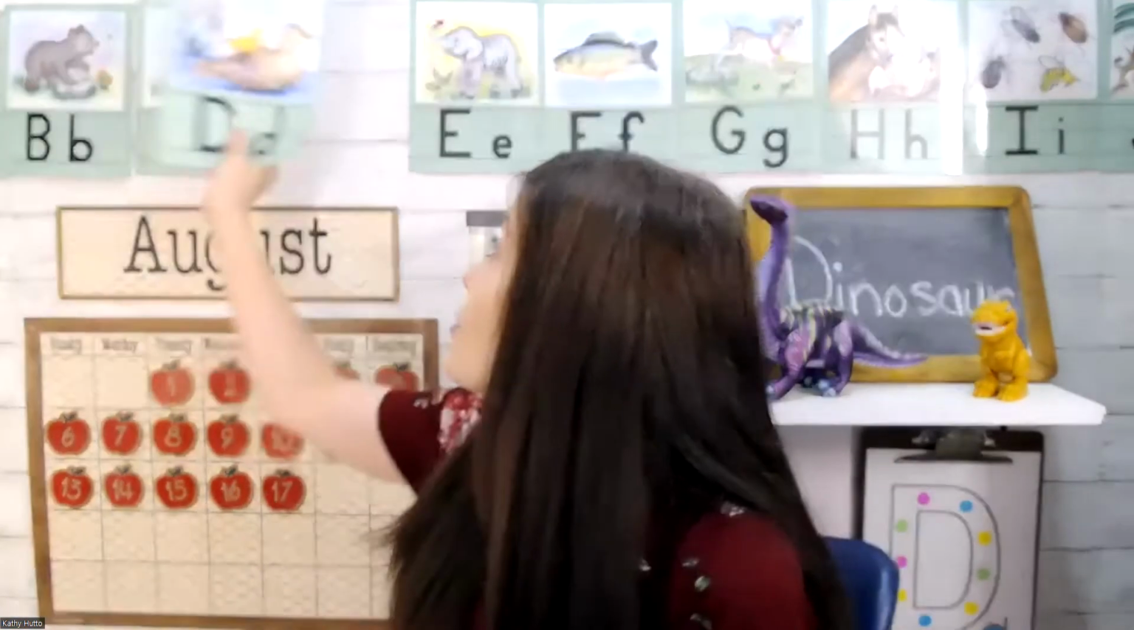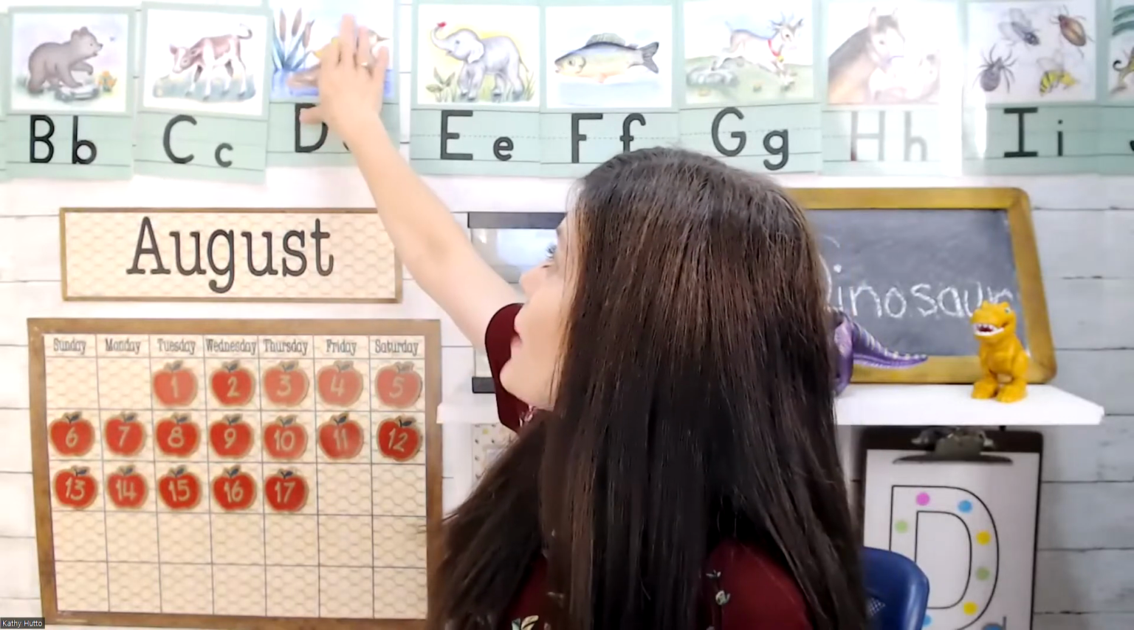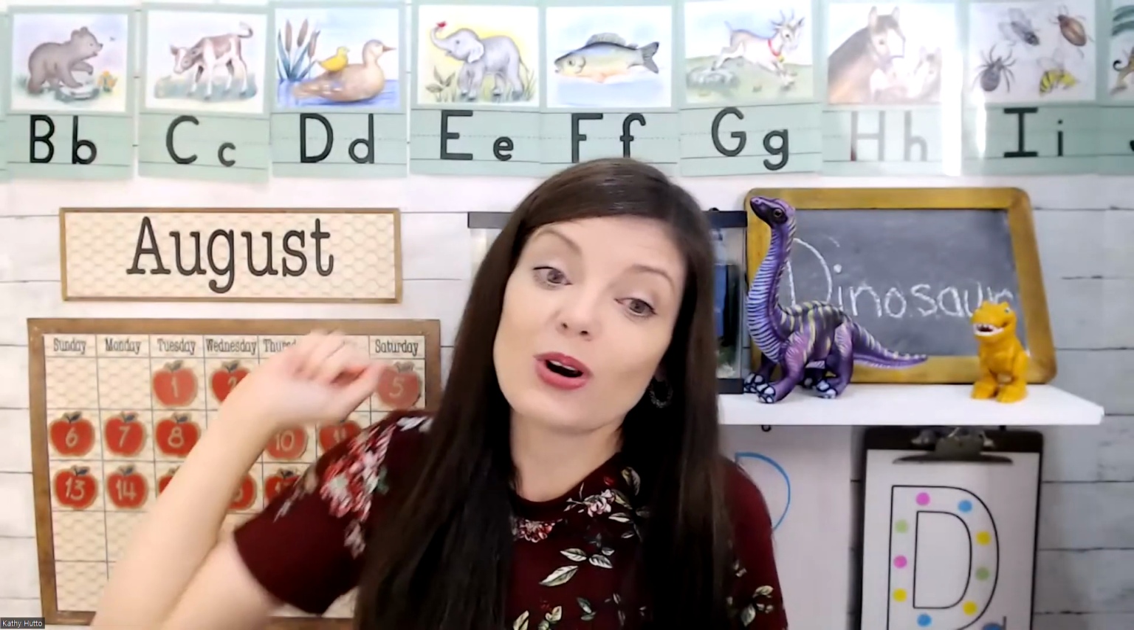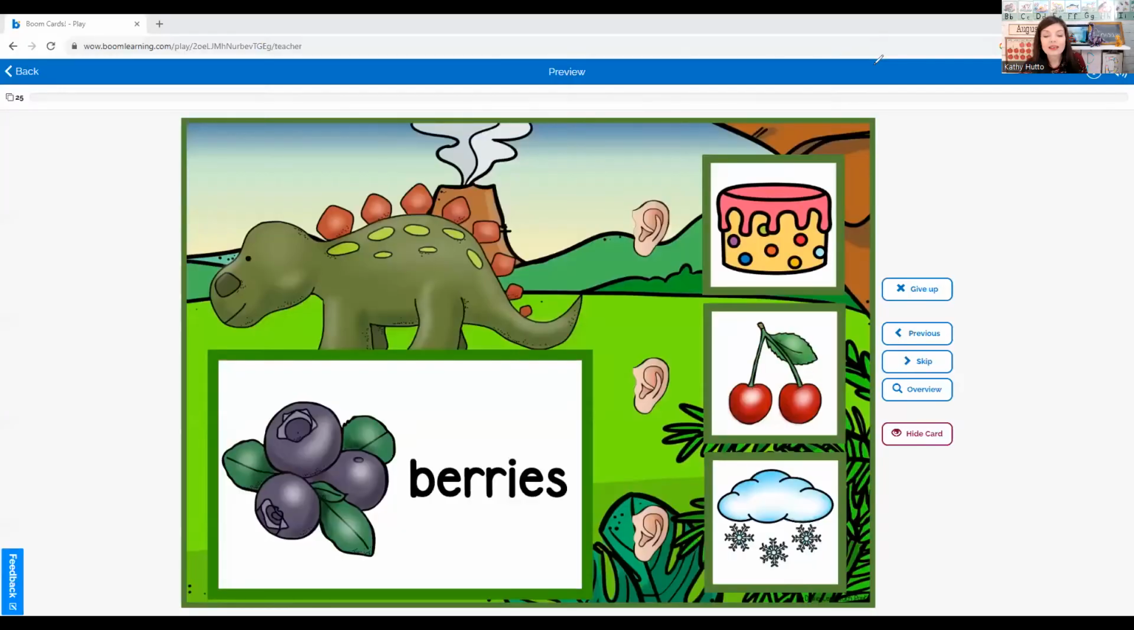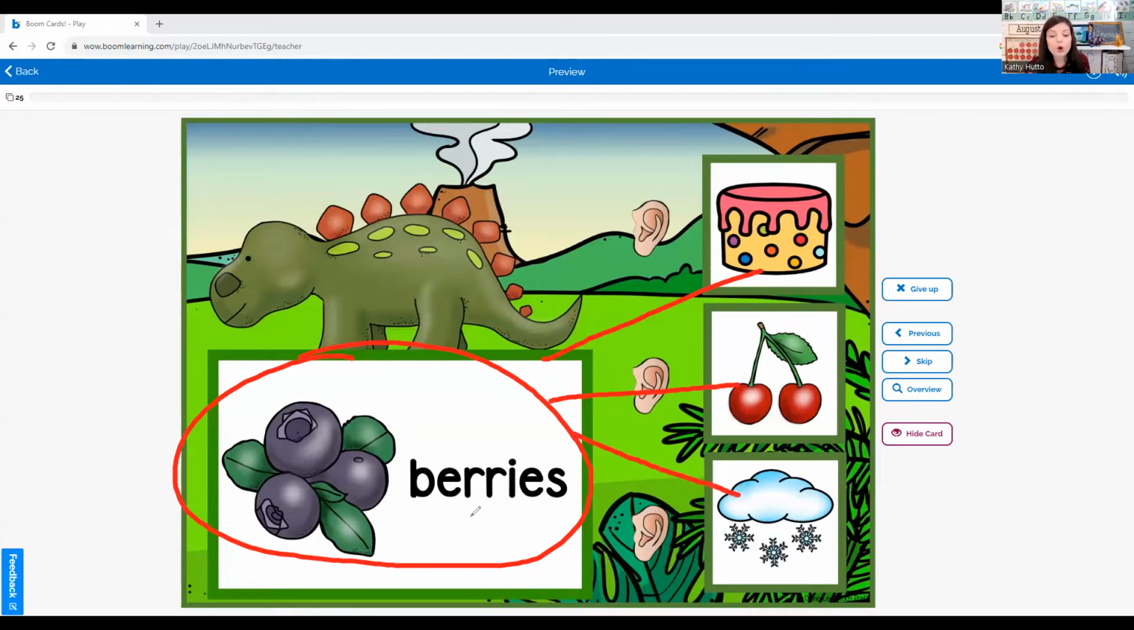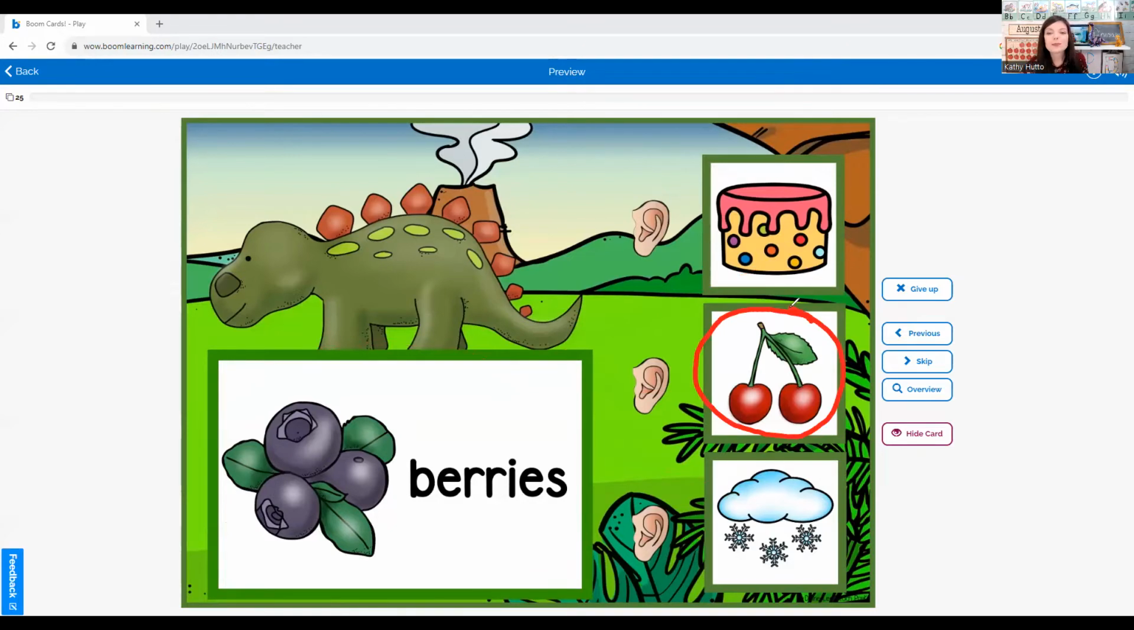Well, that was our letter time for today, but I do have another special activity. We're going to do rhyming words, and we have a dinosaur that's holding a picture for us to see. Look at this dinosaur. He's holding a picture of some berries. Let's try to find the word that rhymes with berries. Is it cake, cherries, or snow? Which word sounds the same at the end as berries? Cherries. Good. Berries, cherries. Those words rhyme.